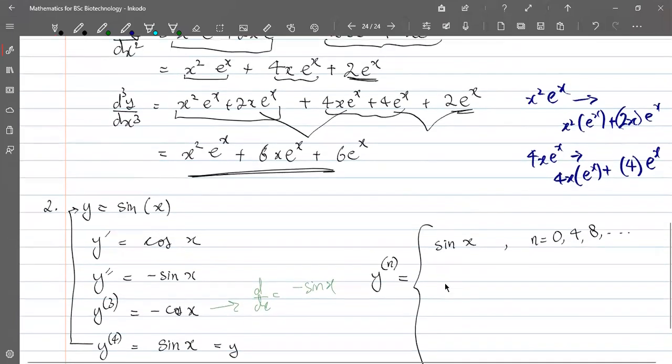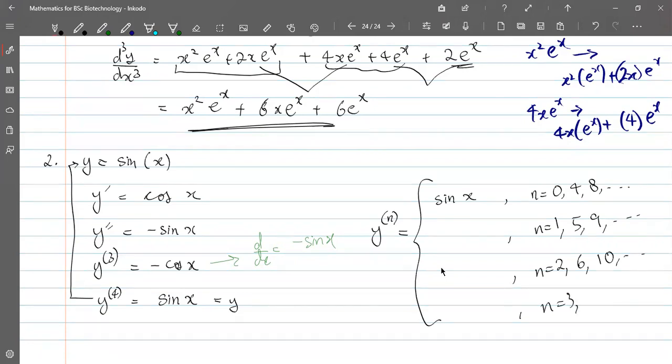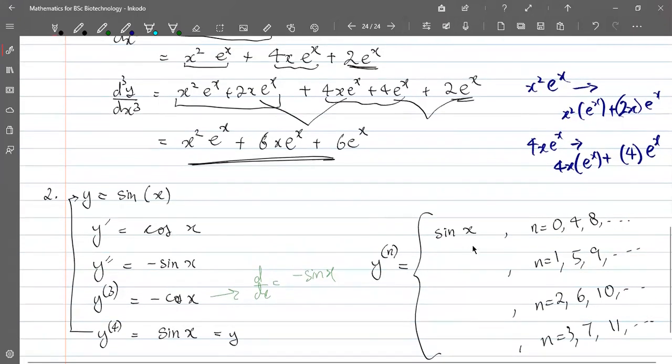Okay, so what are the other cases here? You will have n equal to 1, 5, 9, etc. That is, instead of 0, 4, 8, you just add 1 to each. So 1, 5, 9. So the first derivative, the fifth derivative, the ninth derivative, and so on. So what will those be? Then similarly, second, sixth, 10th, and so on. And third, 7th, 11th, and so on. So there are 4 possible values of these derivatives, and that's all.